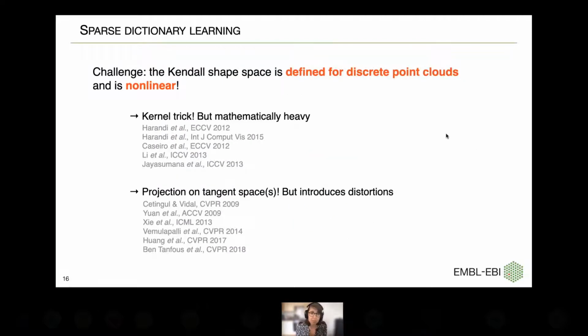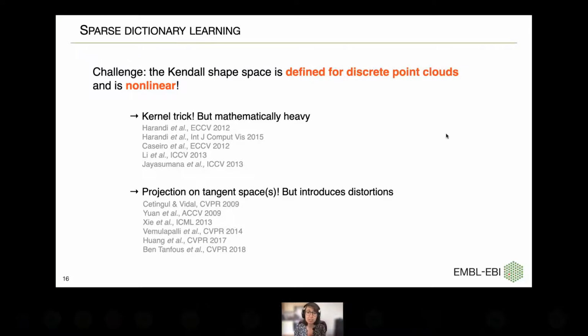So what we want to do effectively is to do sparse dictionary learning, but on input data that are Kendall shapes. Is it straightforward? Not necessarily, for two reasons. The first one is that the space of Kendall shapes is something that is very well characterized mathematically, but that is classically defined for input data that are discrete point clouds. So that's actually not quite pixel sets. I'll come back to that in a moment. That's landmark sets, but essentially it's not geometrical models. So it's not straightforward to characterize what the space of Kendall shapes from geometrical models would look like.